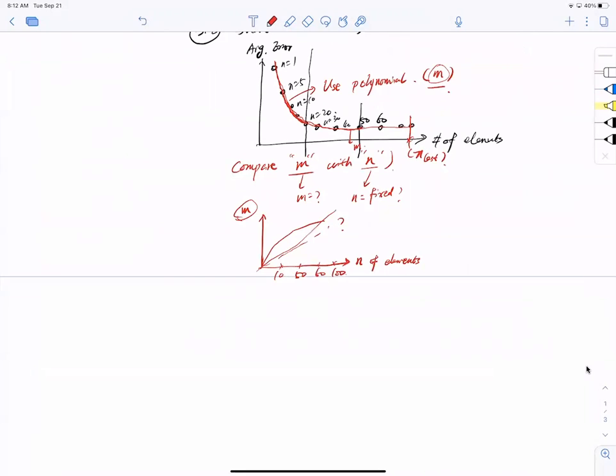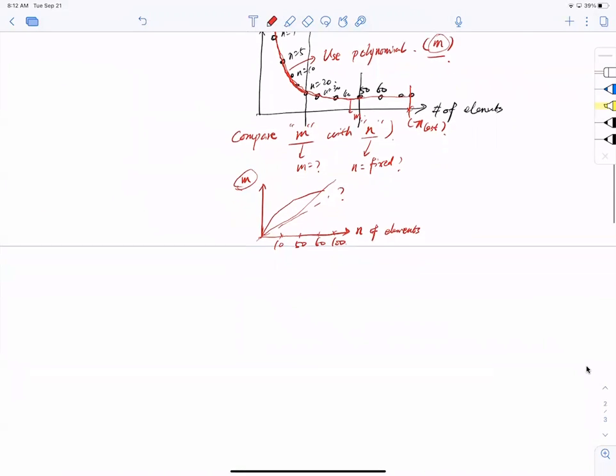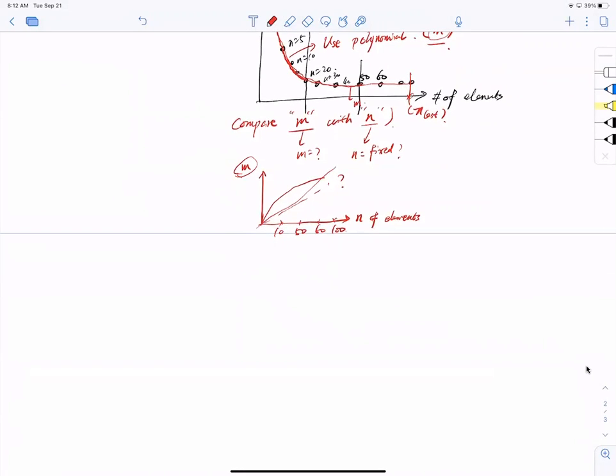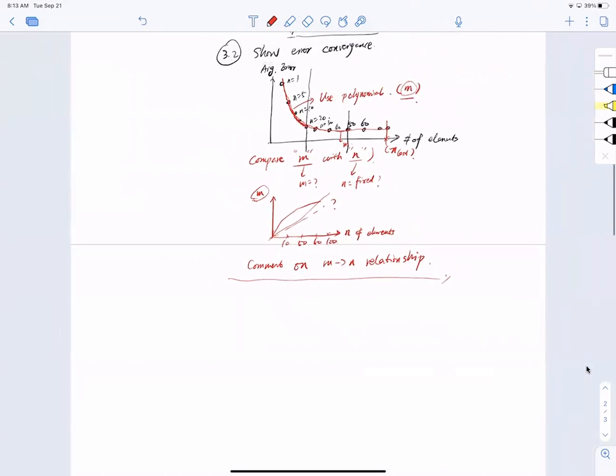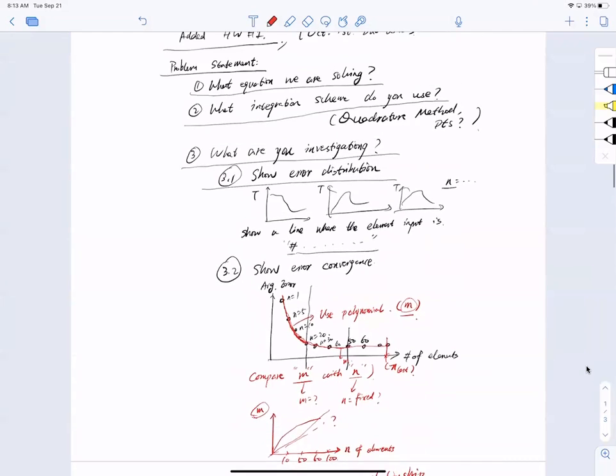Okay, all right. And if you're smart enough, well, I hope so, I think you guys are all smart here, then comment on this relationship. If you're curious, you can also Google it and do some research. Find out if there is any theoretical linkage between the fitted error power M and the number of elements N. So these are homework number 1.